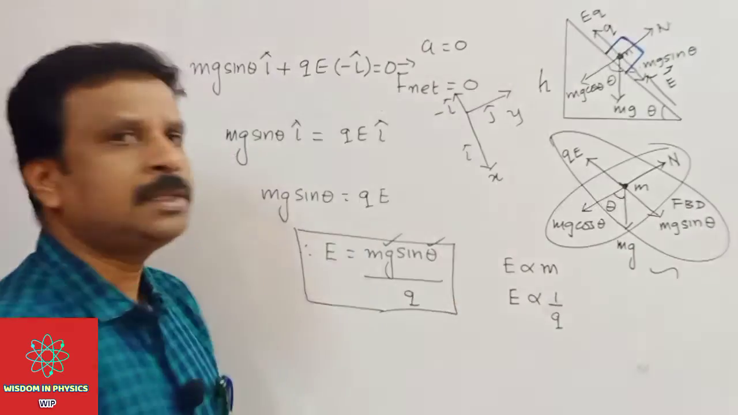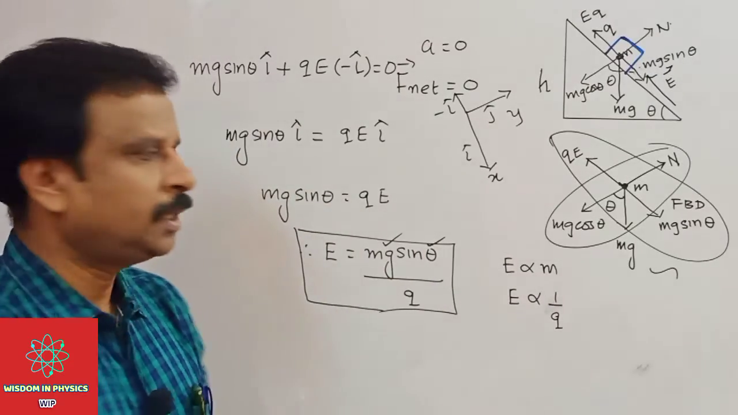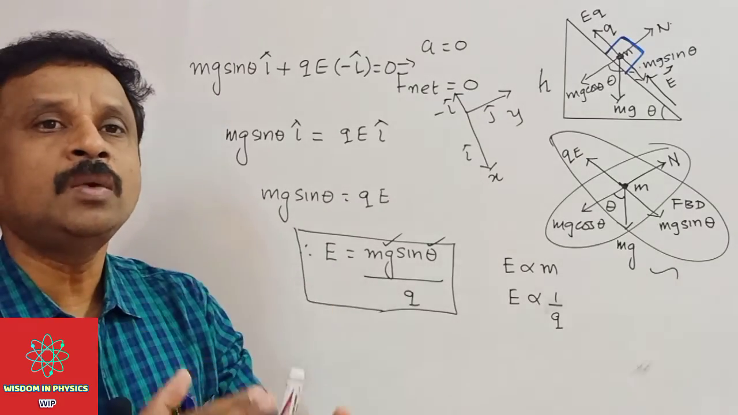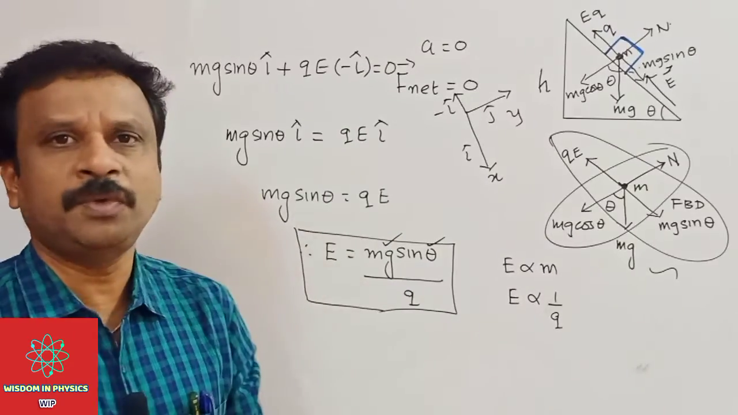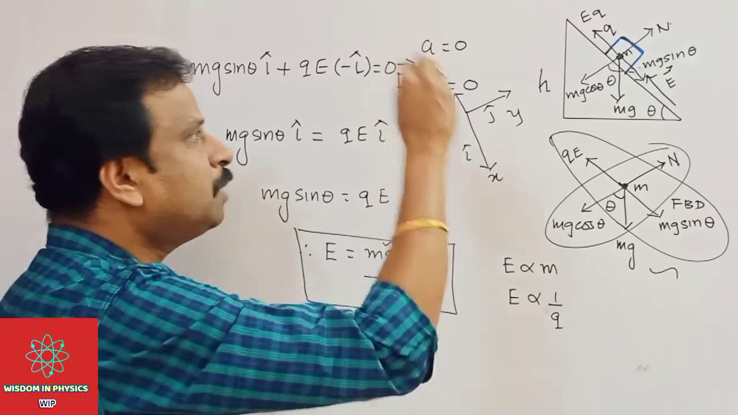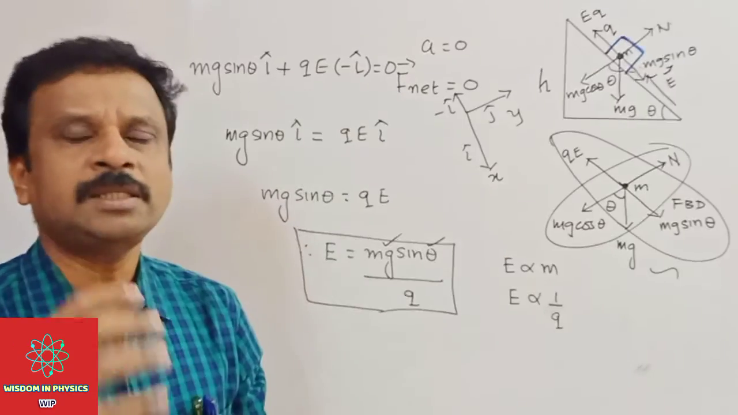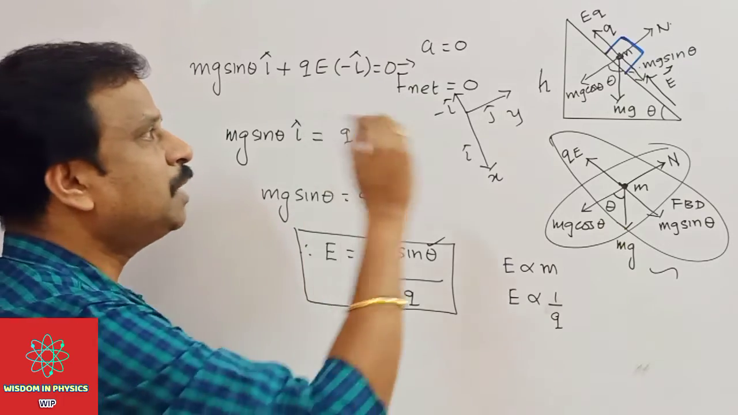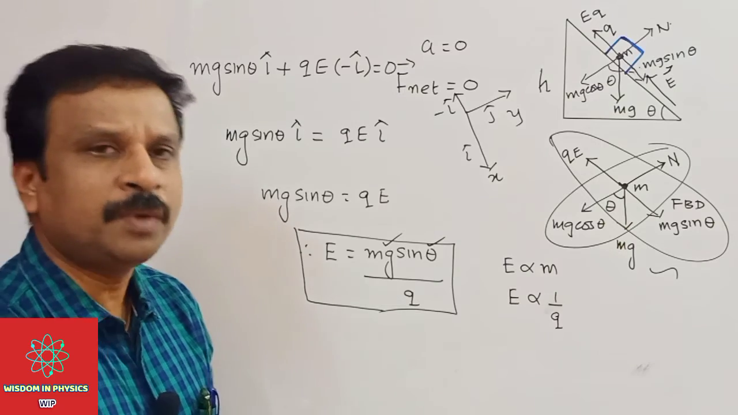And what about the charge? Suppose you increase the charge, it is inversely proportional to the electric field, so no need to increase the electric field. You have to decrease the electric field sufficiently. So a weak electric field is enough to keep the body at rest. In the case of mass, when mass is increased, we need a strong electric field to keep the block at rest. These are very, very important results we infer here.